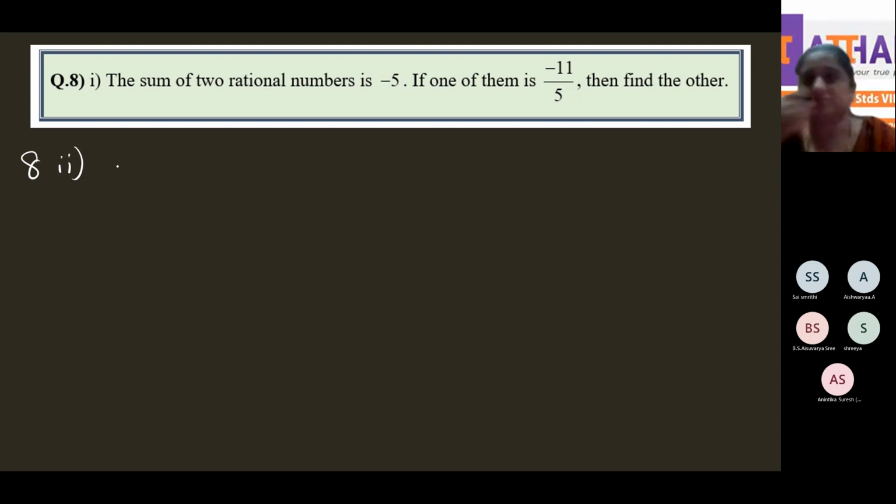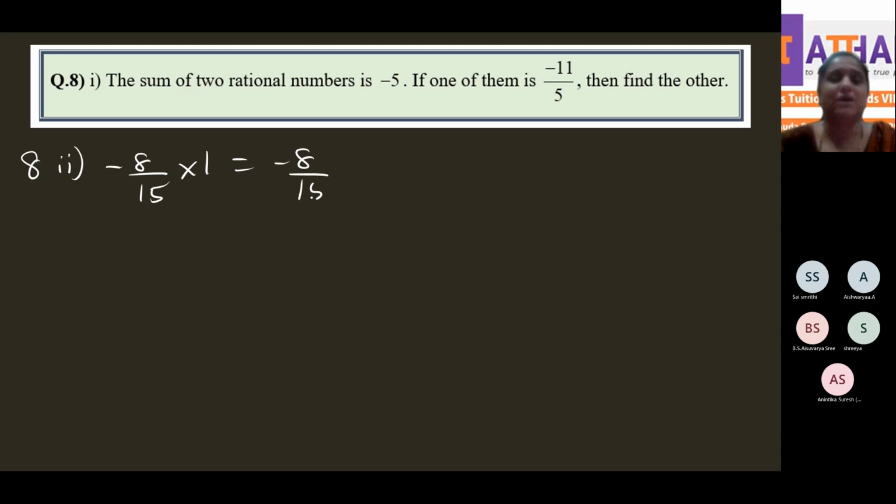Second one. Identity property. Correct. Multiplicative identity. Very good. Correct, children, because minus 8 by 15 into 1 is minus 8 by 15. Multiplicative identity. Very good. Next one. Third one.